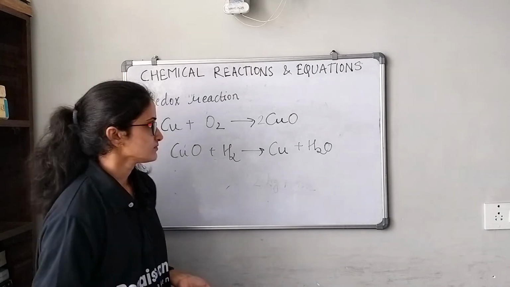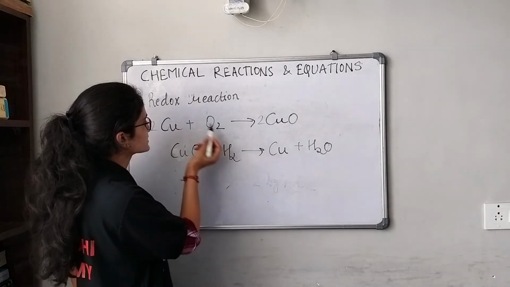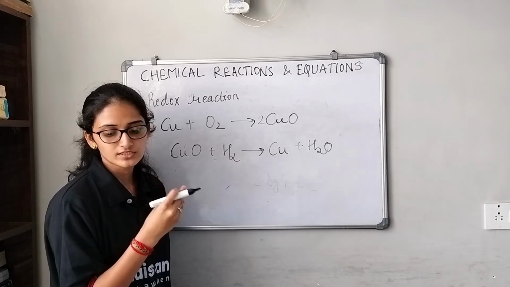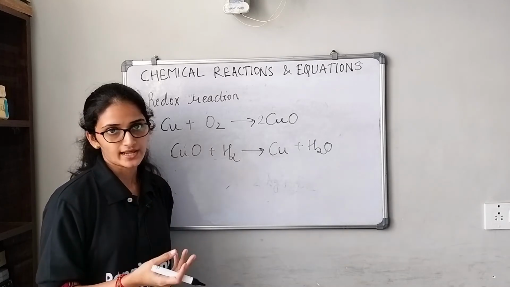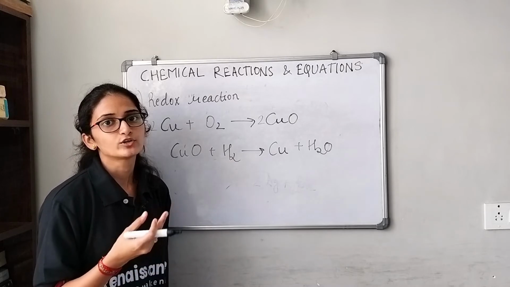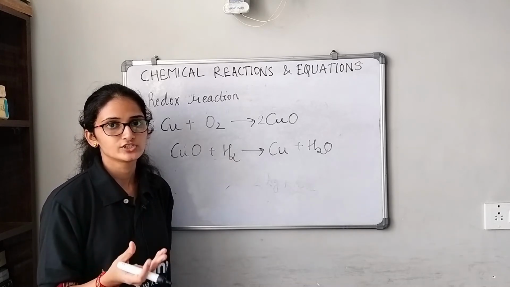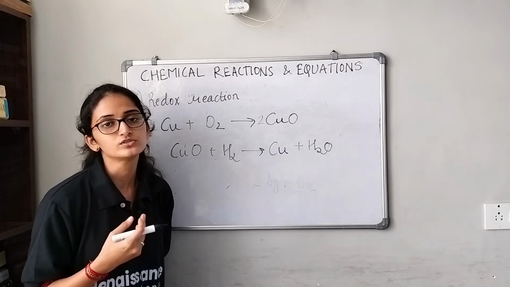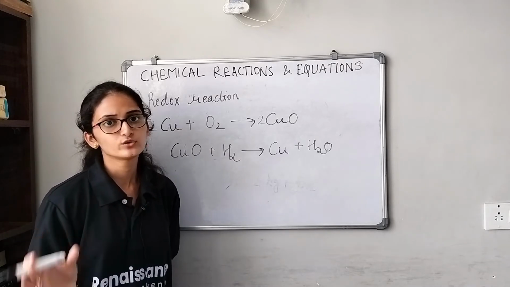The substance which is getting oxidized is said to be oxidized, which undergoes oxidation. And the substance which undergoes reduction, or which is getting reduced, is called the reduced substance.